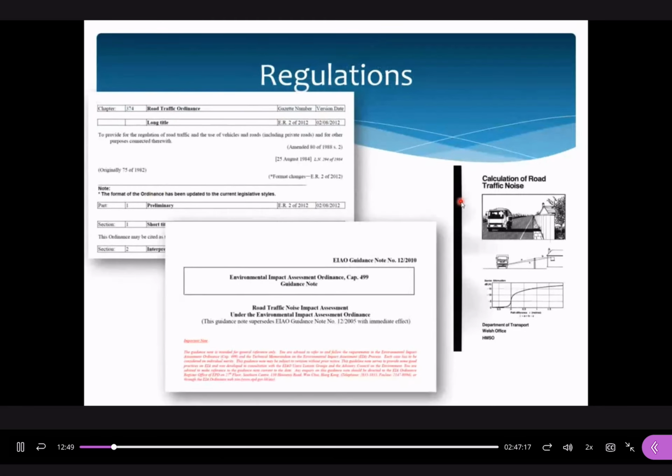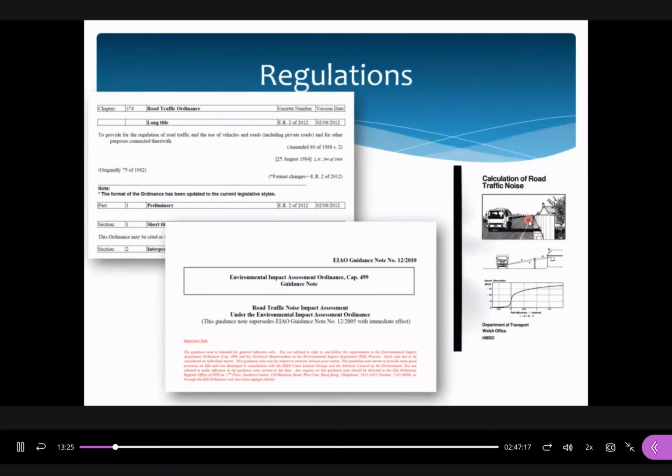Okay, when we follow the guidelines to do assessment, we need to understand how to do the prediction of effects. We refer to the Calculation of Road Traffic Noise, in short CRTN. Even when you refer to the EIA Ordinance, for example, Chapter 499, when we do road traffic noise impact assessments, we still follow the approach presented in these documents. Okay, I will let you know why we use this one.